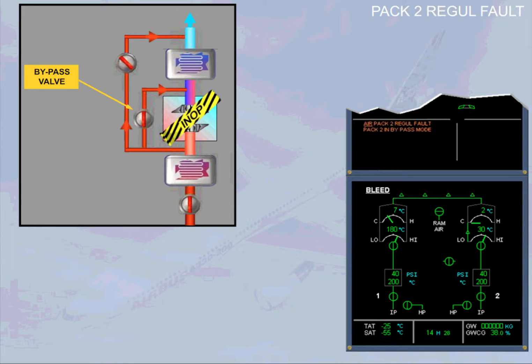Notice that on the ECAM bleed page, the bypass valve is indicated by a green arrow, and on the engine warning display, the amber message confirms that PAC 2 is operating in bypass mode. Note, on the ground, with an air cycle machine failure, ECAM will advise you to switch the affected PAC off to avoid an overheat.